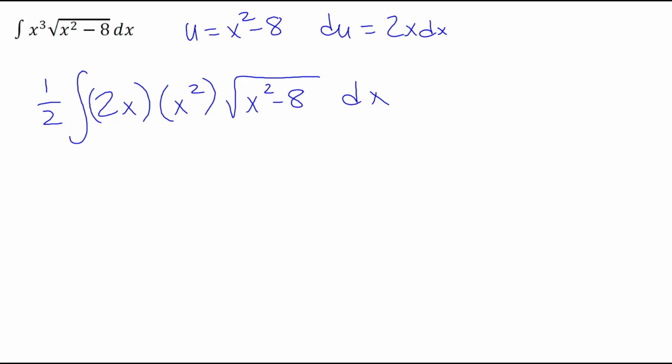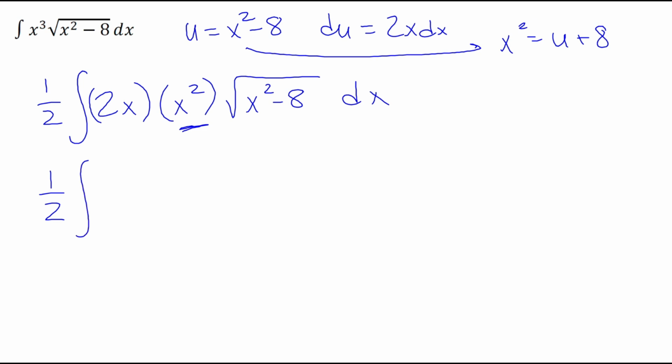And so from there, now we can do all of the substitutions, except that I need to know what x squared is equal to, right? Well, using this, x squared is equal to u plus 8. So I can replace the x squared with u plus 8, and everything else should simplify down nicely. So the 2x dx becomes my du, my x squared is my u plus 8, and the root of x squared minus 8 just becomes root u, or u to the 1/2.